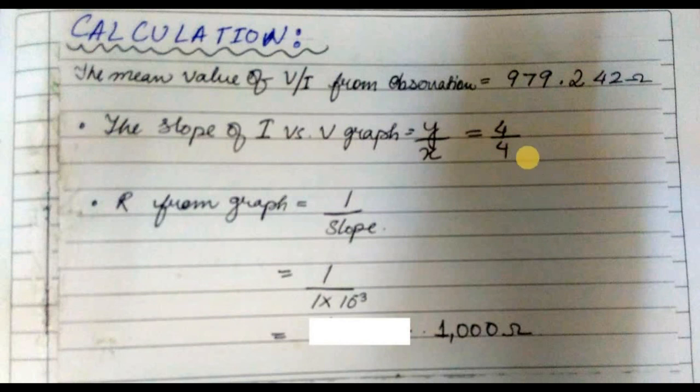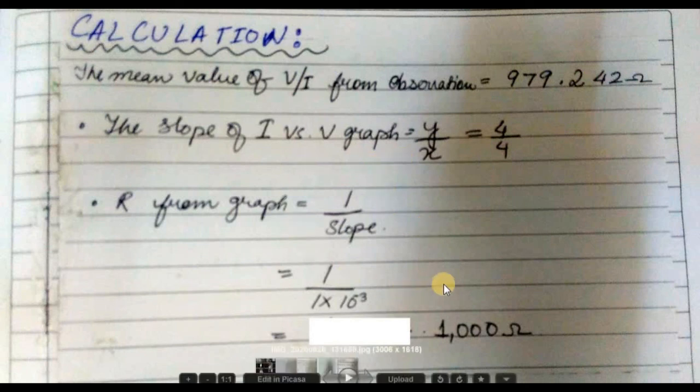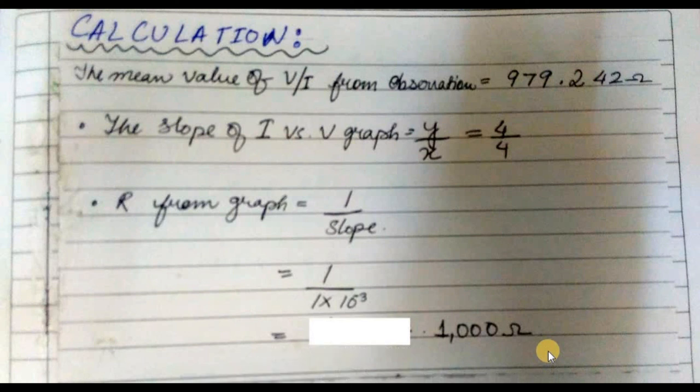So these are the calculations of our experiment. From the slope of the I-V graph, we get the resistance of the material equal to 1000 ohm, or 1 kilo ohm.